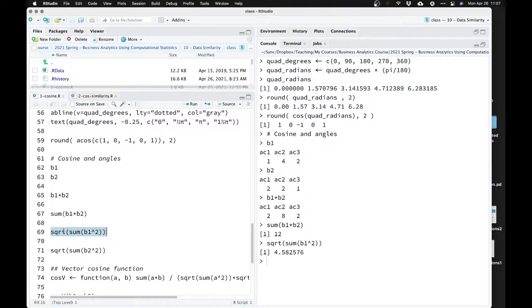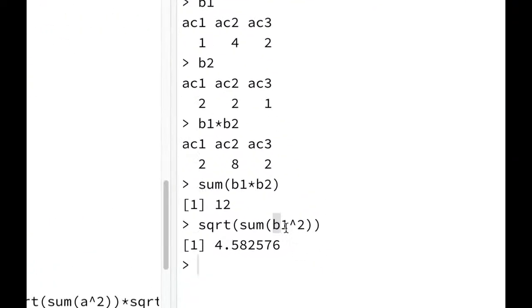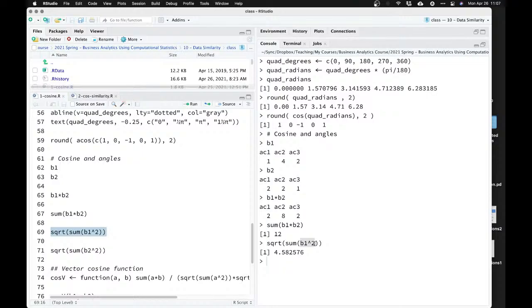It works like this. Square root of the sum of b1 squared. So essentially what we've done is we've taken each component of this vector, squared it, like b1, it's 1 squared, 4 squared, and 2 squared. We sum those squares. Ooh, that sounds familiar. Where have we heard that term before? Sum of squares? Variability, actually. Huh. There's something statistical going on here, but we're not talking about statistics. Think about that for a moment, okay?